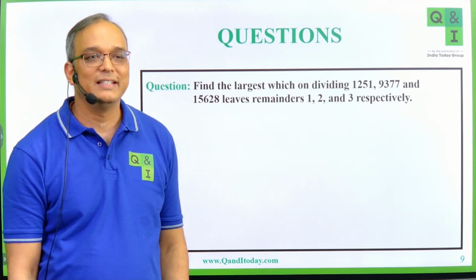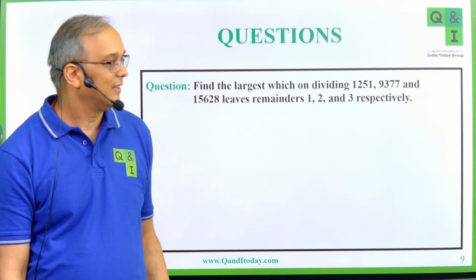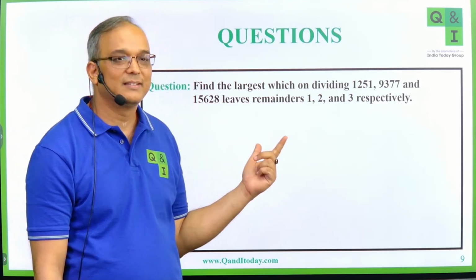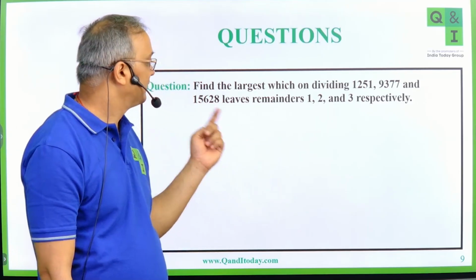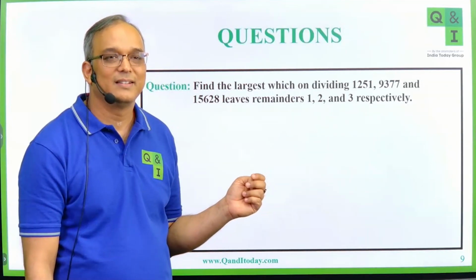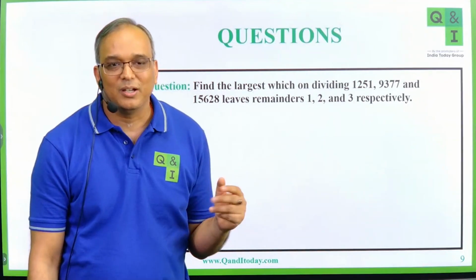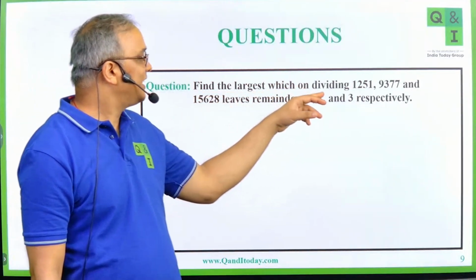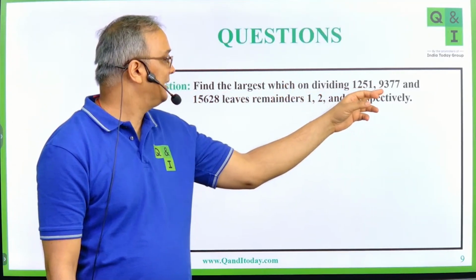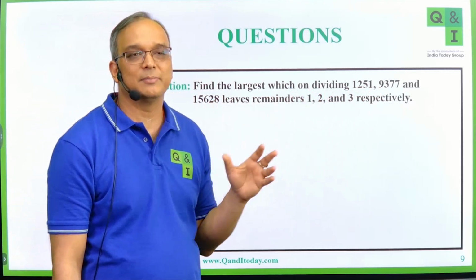Sir, first we have to subtract 1 from 1251 and 2 from 9377 and 3 from 15628 and you will get 3 numbers. So we should find HCF of those 3 numbers. Very good. So the question was, find the largest number which on dividing 1251, 9377 and 15628 leaves remainders 1, 2 and 3 respectively.